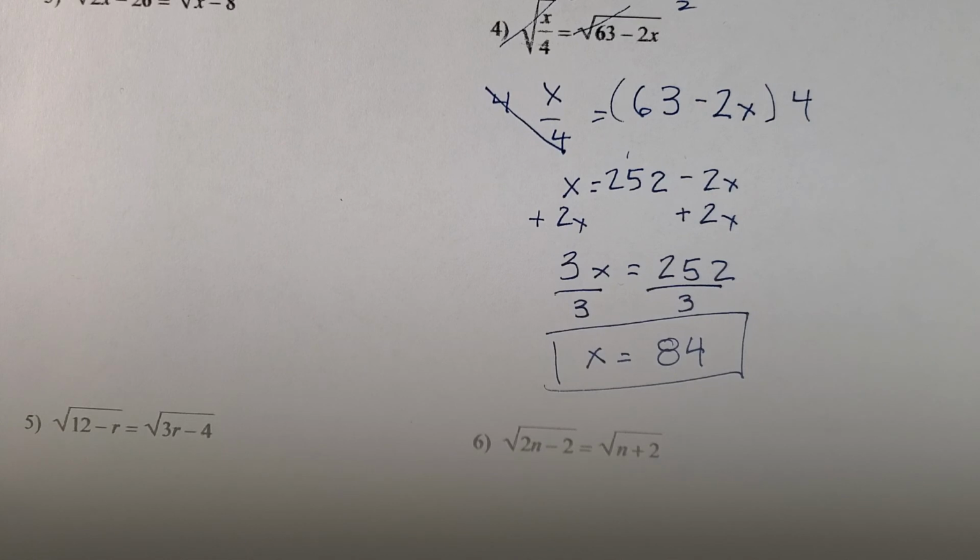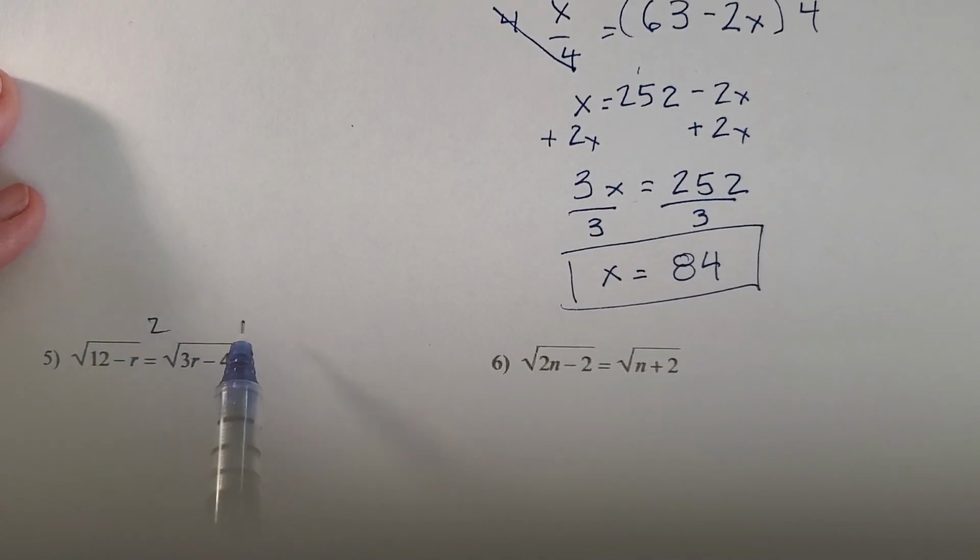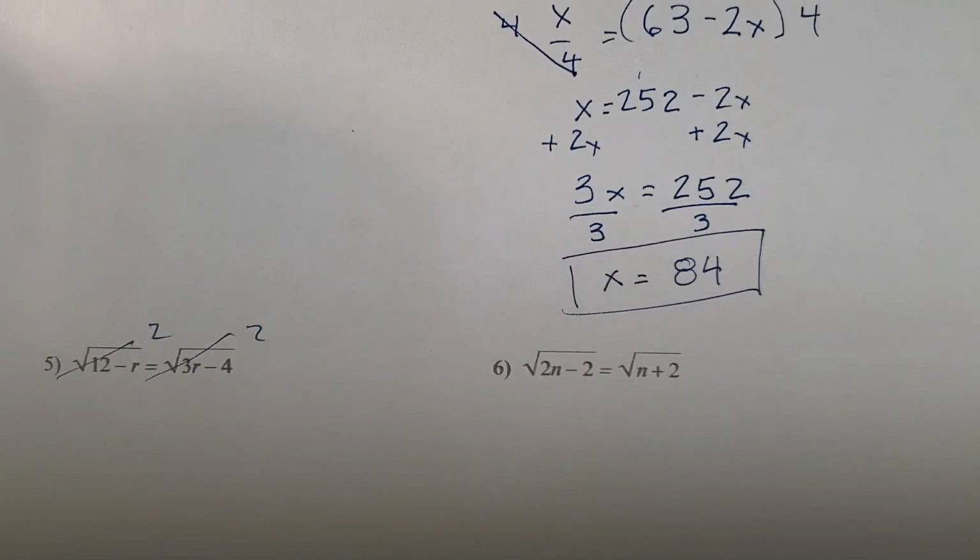Okay, so when it's a square root equals a square root, you just square both sides and have a basic equation left to solve. Okay, any questions, let me know.